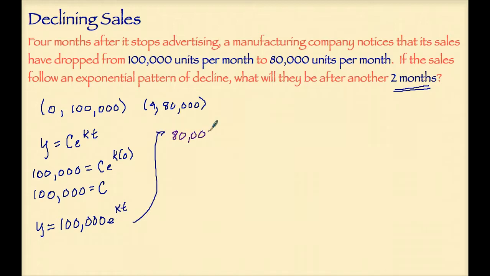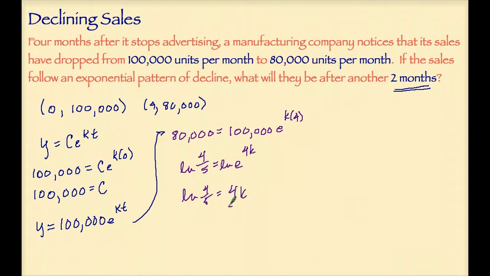80,000 is equal to 100,000 e^(k·4). Dividing both sides by 100,000 gives us 4/5 is equal to e^(4k). Taking the natural log of both sides gives us ln(4/5) is equal to 4k. When dividing both sides of this equation by 4, we end up with k is equal to -0.0558.